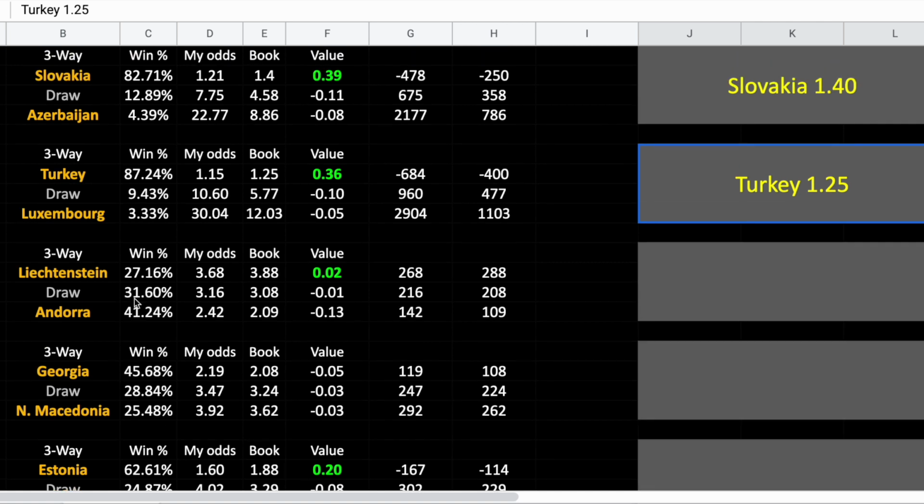I would take Turkey. Liechtenstein, Andorra, another interesting game because we have two smaller, not so popular, or weaker teams if you like, and Andorra is the favorite in this game. But based on my projections, there's no way I would take Andorra in this game. If I need to pick anything, I would probably go with Liechtenstein plus 0.5, and you can get them at around 1.78.